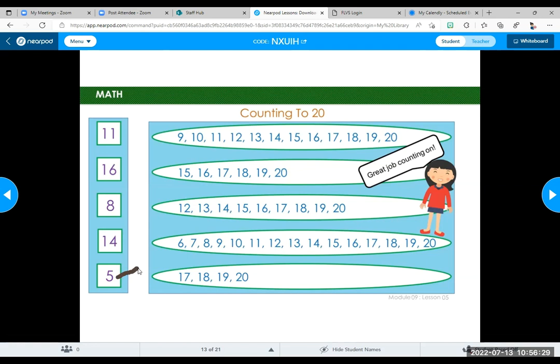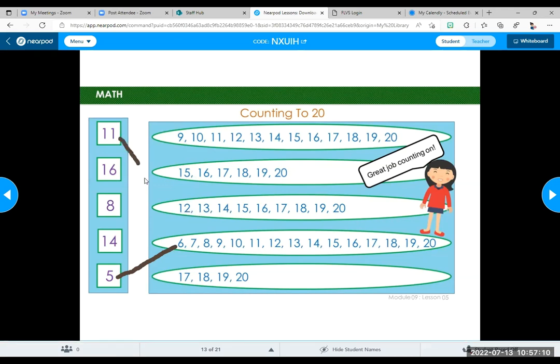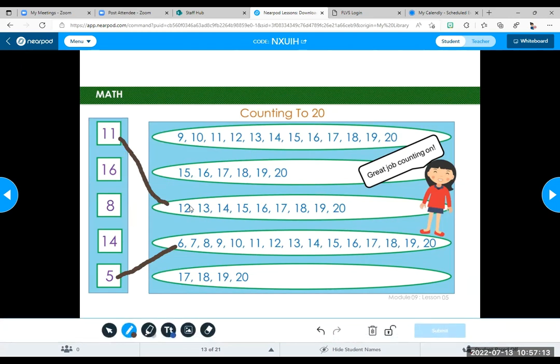1, 2, 3, 4, 5, 6. Good. So I'm looking here, and this one, if you said 6, you got it right, comes next. So I'm going to match up the numbers that come next so that I can count on, and I don't miss any numbers, and I get them in order. So let's look at this one. What comes after 11? Let's try it. 1, 2, 3, 4, 5, 6, 7, 8, 9, 10, 11, 12. Let's look and see. Does this start with 12? No. How about this one? No. How about this one? Yes. Okay, good. So we can match that. 11 goes to 12 next.